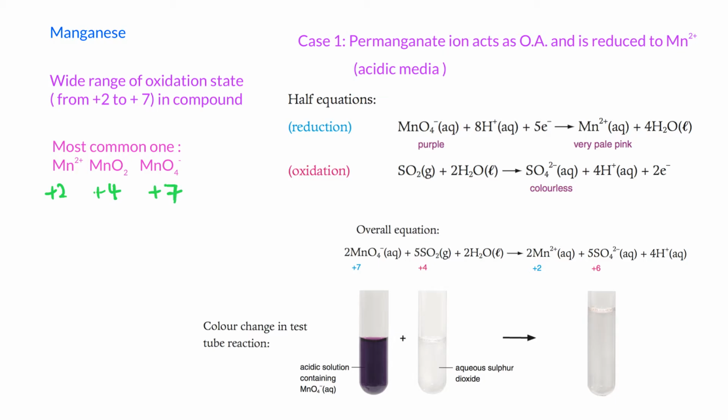In case 1, if we are in acidic media, the permanganate ion can act as an OA, a very common OA, and then reduce to Mn2+. So MnO4- becomes Mn2+. If I add SO2, which is sulfur dioxide, and it turns into sulfate, in the process it will drop all the way to Mn2+ in acidic media. The color will change from purple to colorless; when we mix together, they form a very pale pink. You can hardly see the pink color because it depends on the concentration. Normally you say colorless will do.